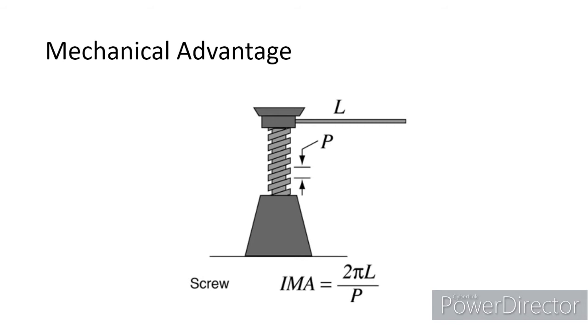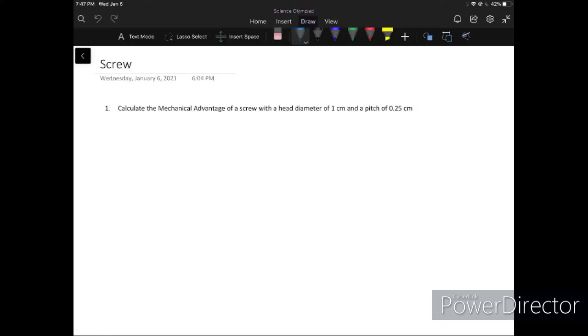We're going to work on an example now where we calculate the mechanical advantage of a screw. We are going to do an example for the mechanical advantage of a screw. Calculate the mechanical advantage of a screw with a head diameter of 1 centimeter and a pitch of 0.25 centimeters.